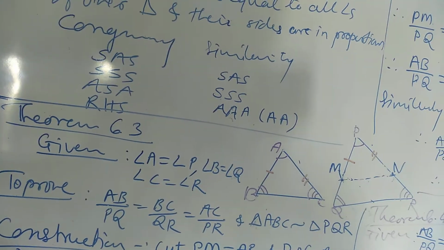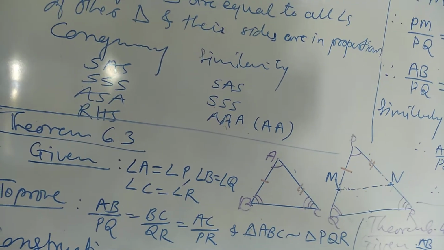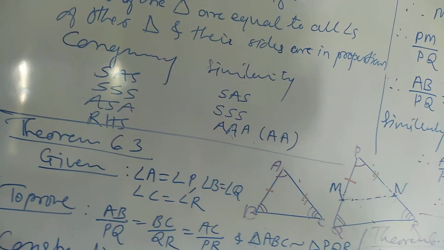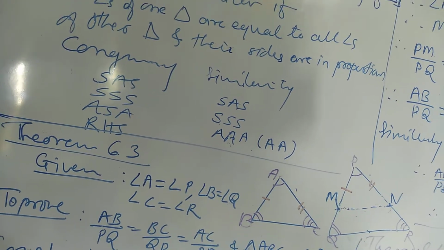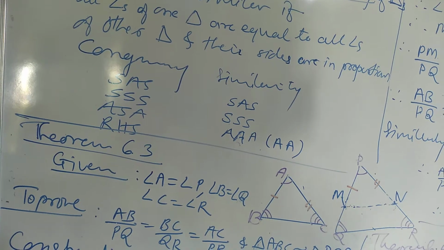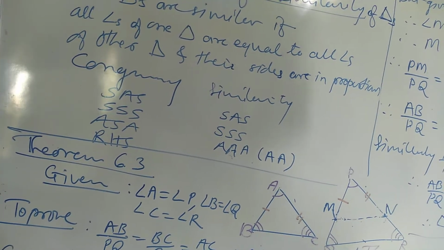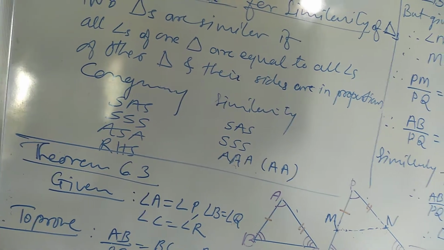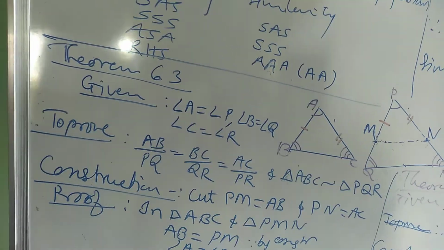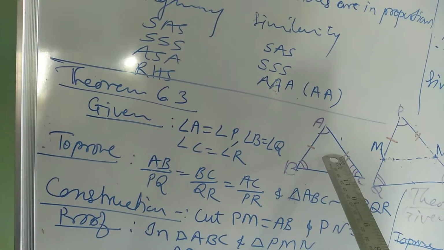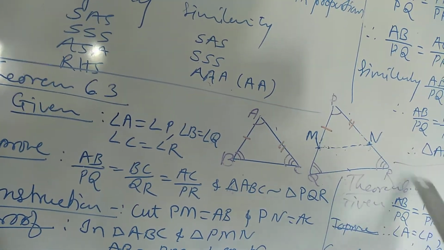Now theorem 6.3, the statement is that if in two triangles corresponding angles are equal, then their corresponding sides are in the same ratio or proportion, and hence the two triangles are similar. That we have to show. Now here we have drawn the diagram.